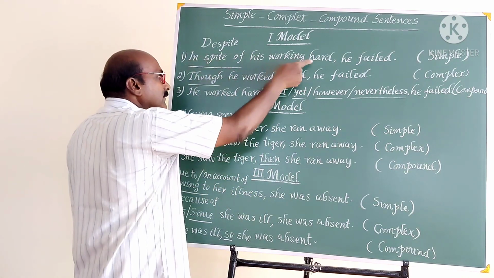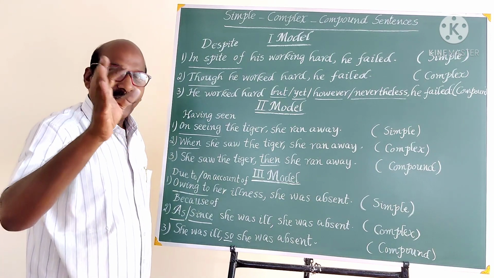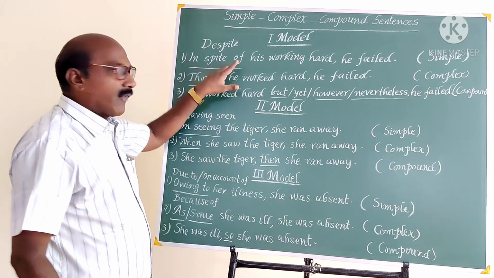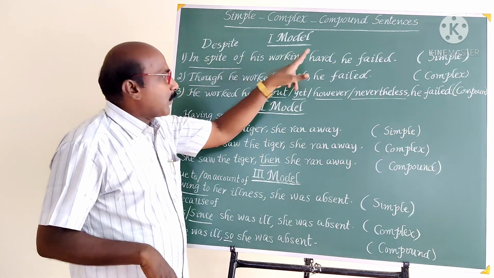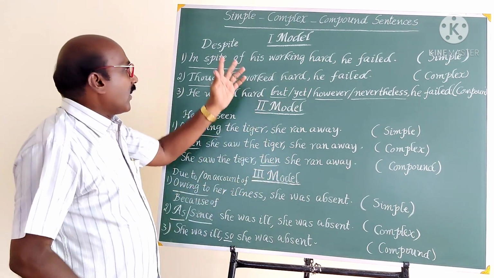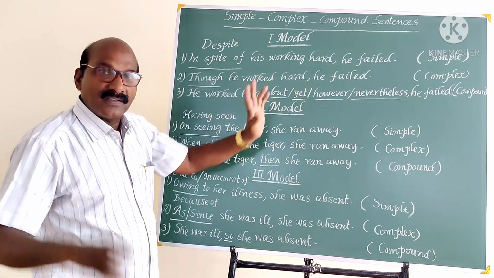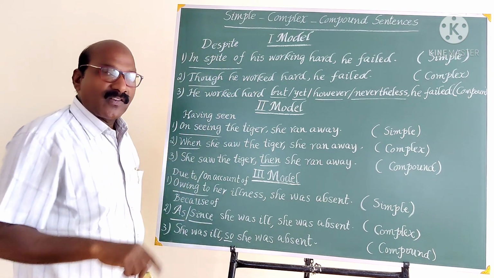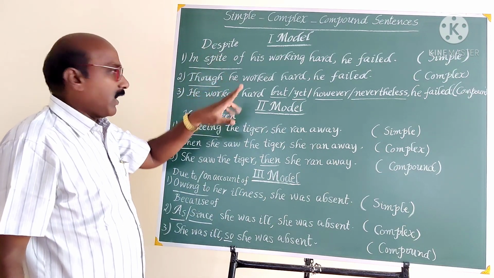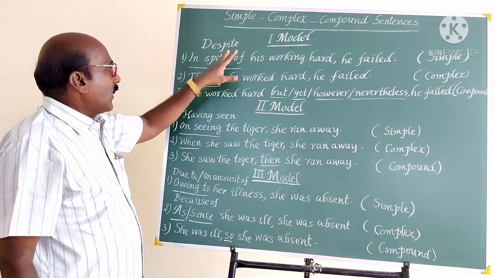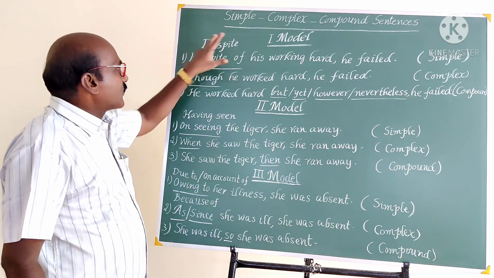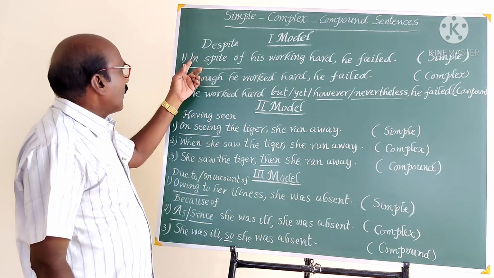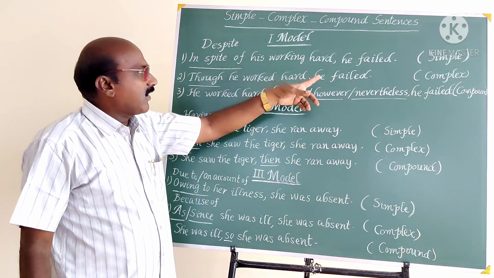And what about this one? All this is a phrase. A phrase is a group of words that give certain meaning, as I have just said. In spite of, it is a phrase. In spite of his working hard, it is also a phrase. In spite of his hard work, it is a phrase. And sometimes, instead of in spite of, you can use despite also. Both the expressions give the same meaning. Despite means in spite of, and despite is not followed by of. Despite his working hard, he failed. It means he worked hard but failed. In spite of his hard work or his working hard, he failed.